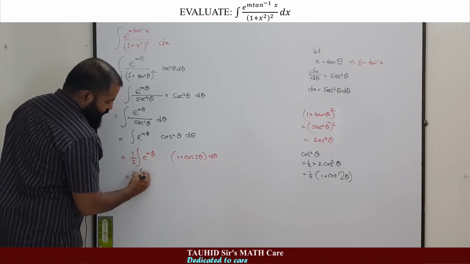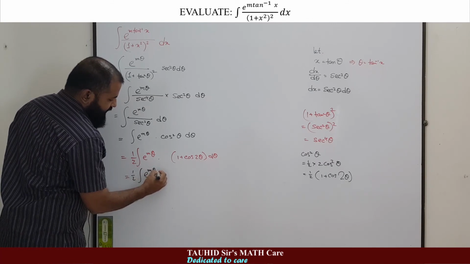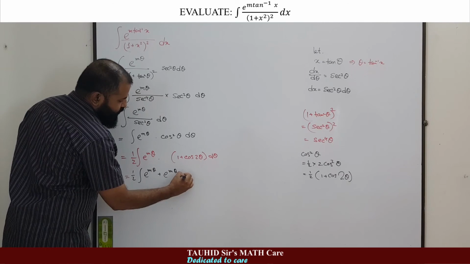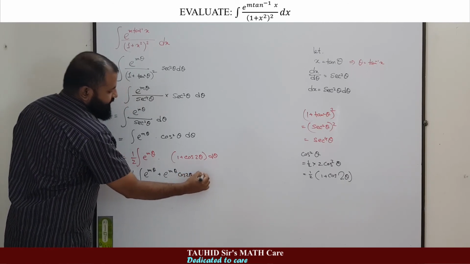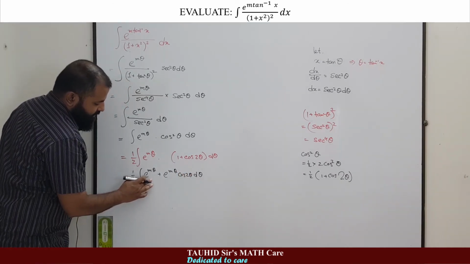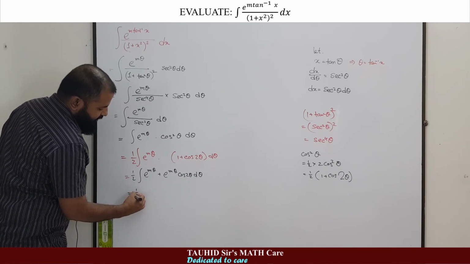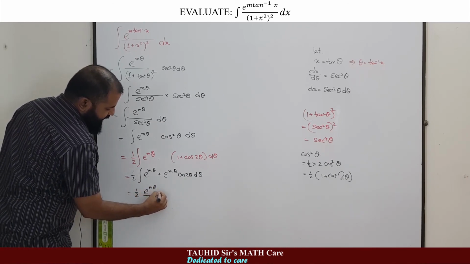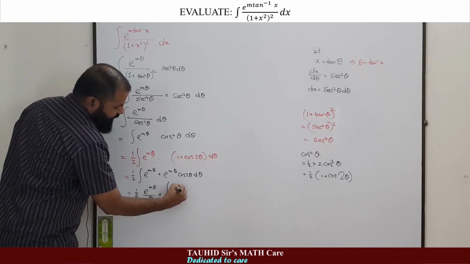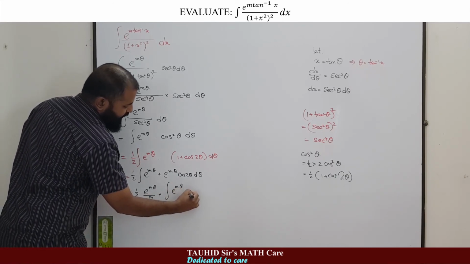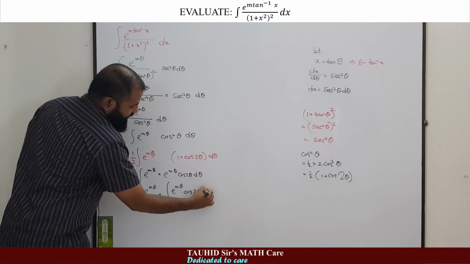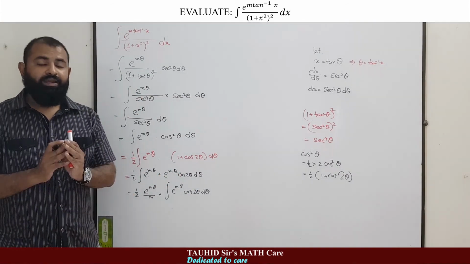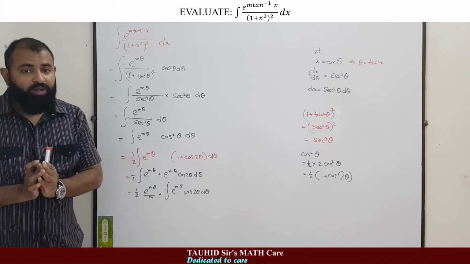So in the next line we can write e to the power m theta plus e to the power m theta cos 2 theta d theta. Now if we integrate e to the power m theta, we get e to the power m theta divided by m plus integration of e to the power m theta cos 2 theta d theta. You integrated this, but you cannot integrate this directly. So what to do now?